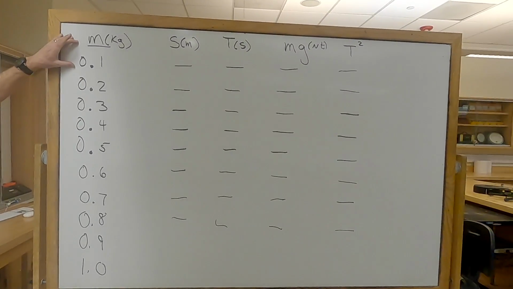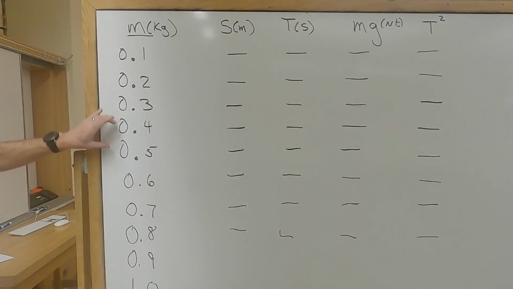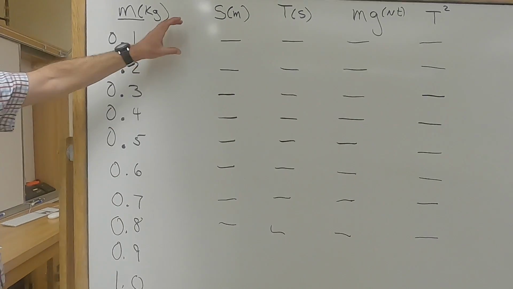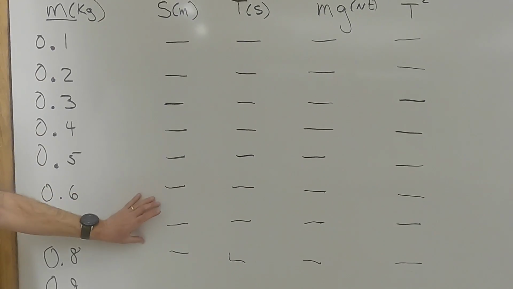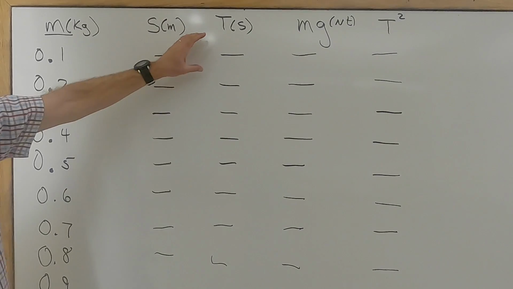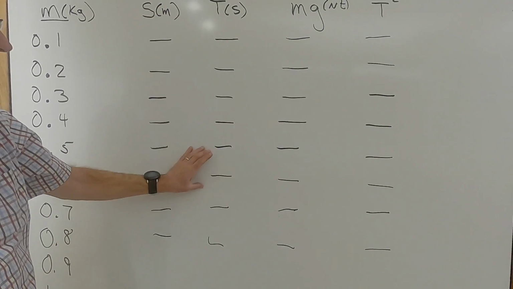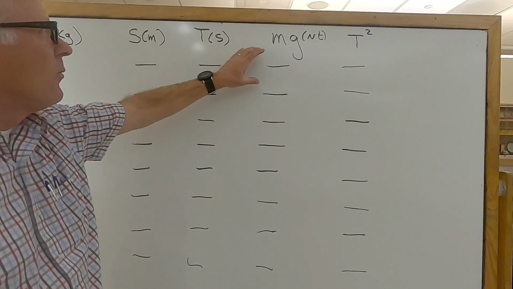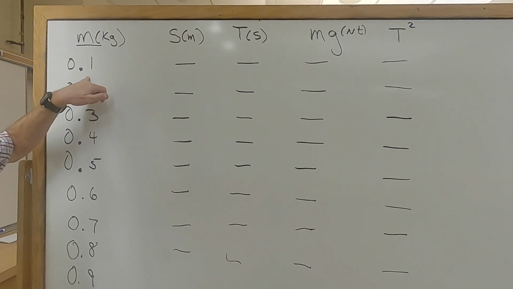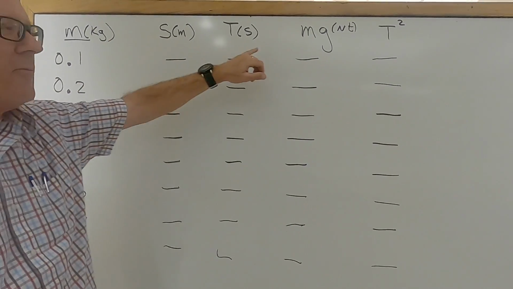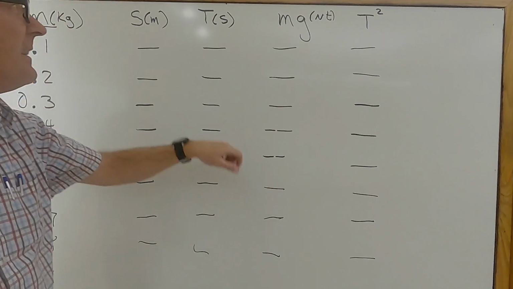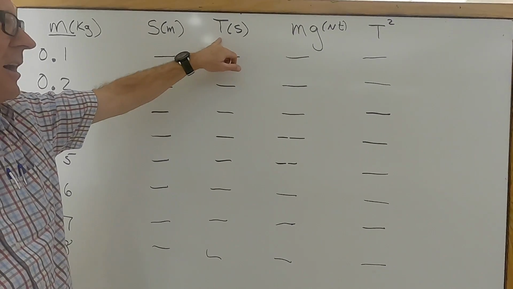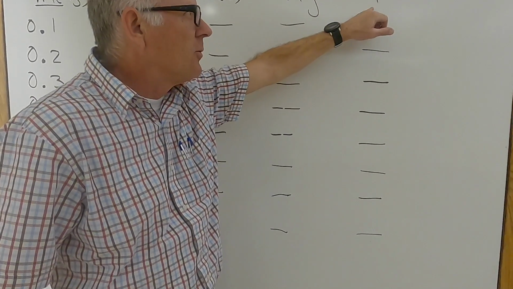We're going to have different masses from 0.1, 0.2, all the way up to 1. We'll make a column of all of our S's right here. We'll make a column of all of our times right here. We'll then multiply this one by G to get our column of weights. And then we'll take this column and square it to give me this one over here.